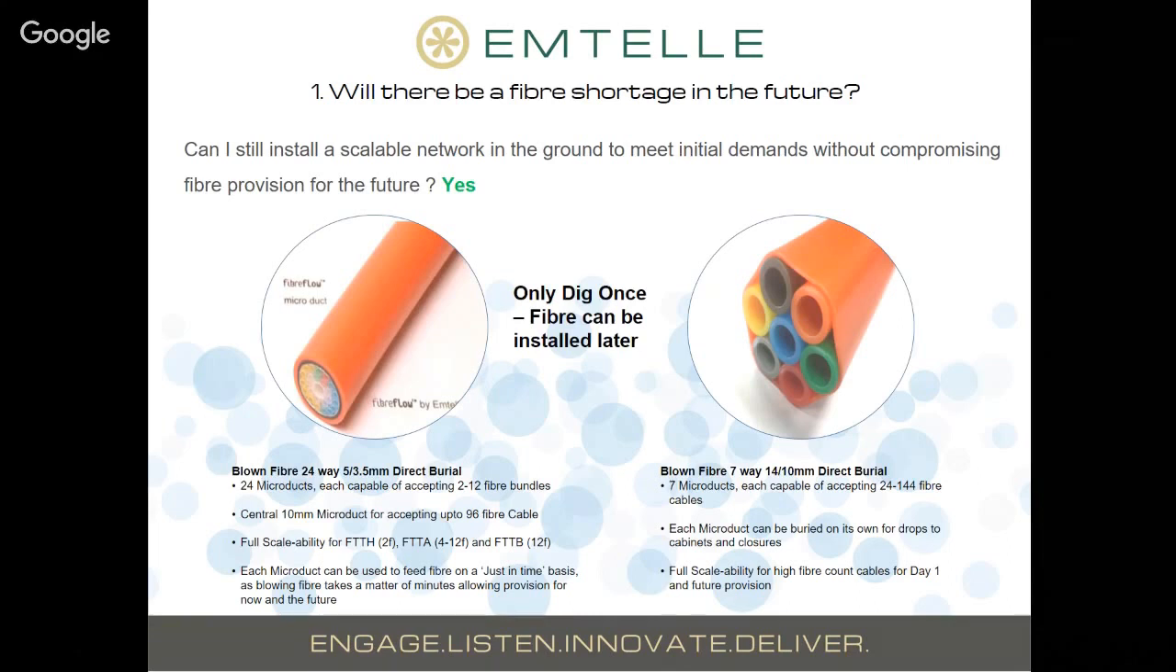So you should really only dig once. So you need to provision for all your high fibre count cable for feeding different areas in a fibre to the home build, and also install your single microducts or your microduct tube bundles, which have the drops to go to each home.